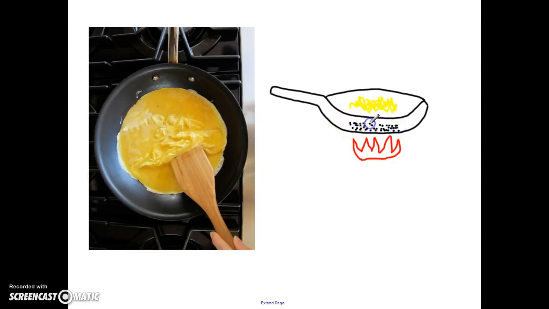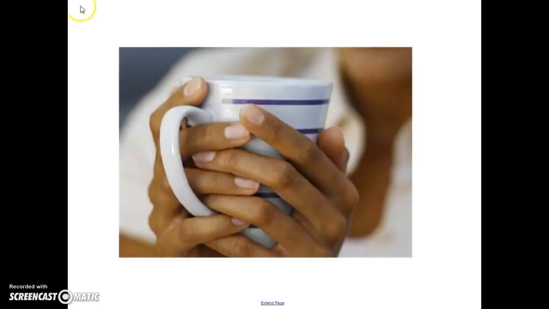And the collisions continue upwards through the pan until eventually the molecules in the pan are colliding into the molecules in the egg. And so the bottom of the egg starts to vibrate. And then the collisions transfer to the next layer of egg, and so on and so forth. So that's what happens when you cook. Okay, the energy is getting conducted through the molecules by the vibration of atoms.